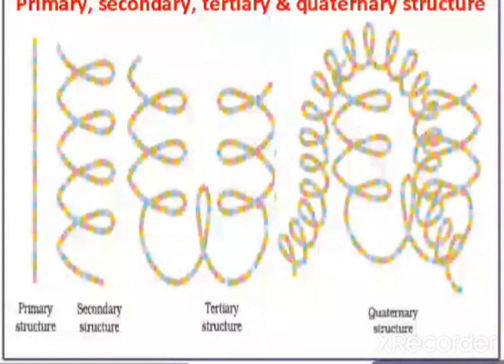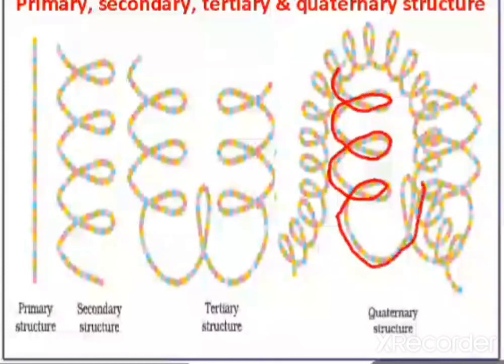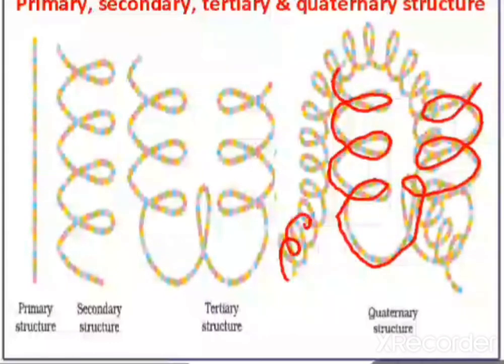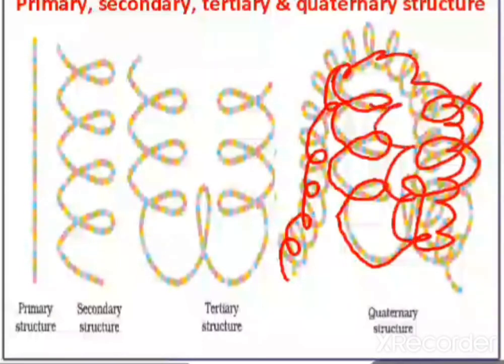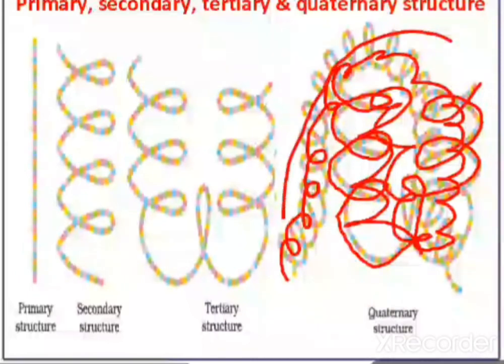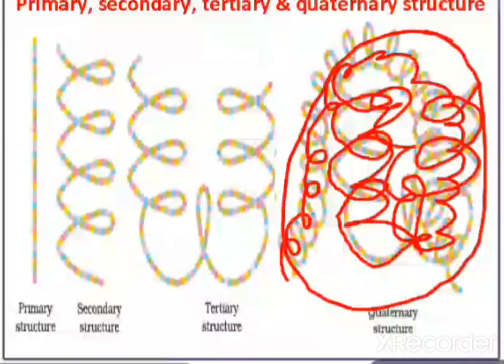You can see this is the first protein, first polypeptide chain. Now this one is the first polypeptide chain and this one is the second polypeptide chain. So when two or three polypeptide chains are there, the structure is quaternary structure. Okay, so primary is very simple and straight, secondary is a coil, tertiary is quite complicated as compared to secondary, and quaternary is formed when two different polypeptide chains are there.